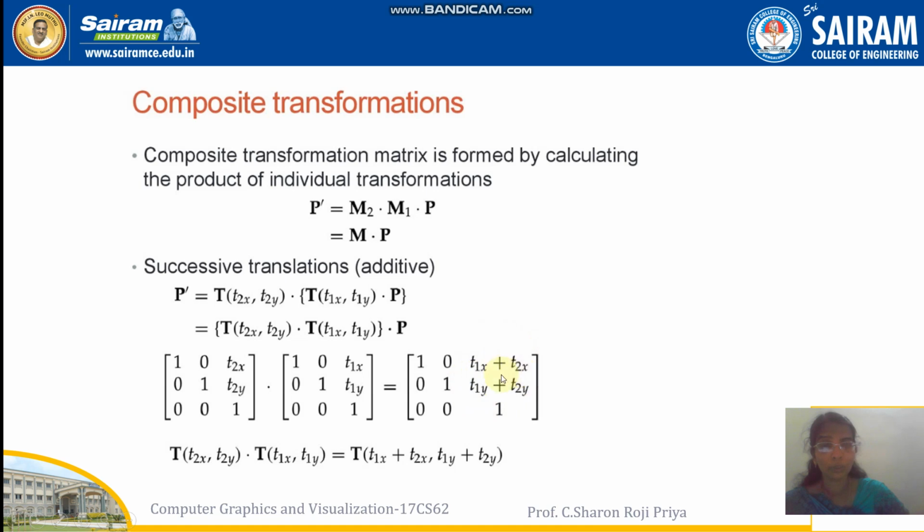T1x plus T2x. This T1x is the first translation distance along the x-axis. T2x is the second translation distance along the x-axis. So when I perform the matrix multiplication, the result shows I can add them. So I can conclude successive translation is additive.